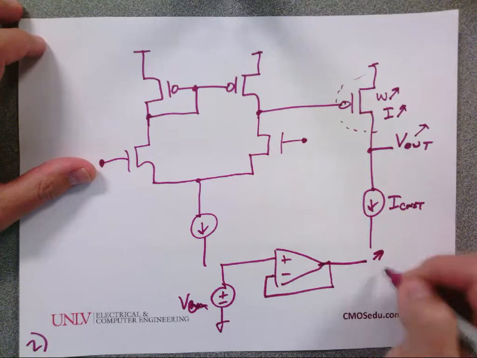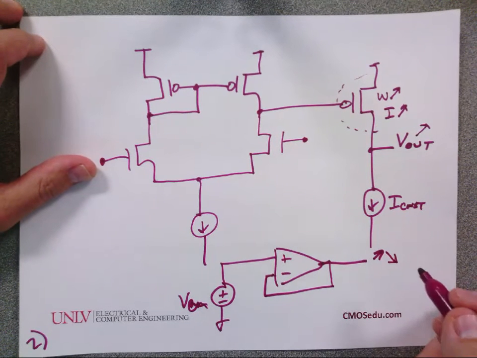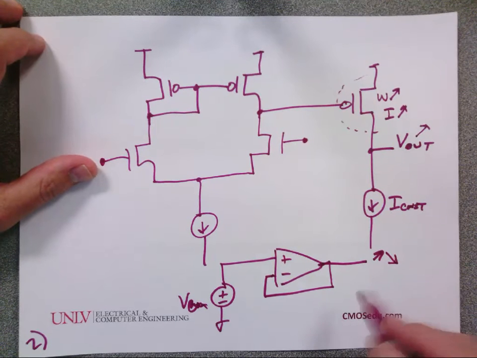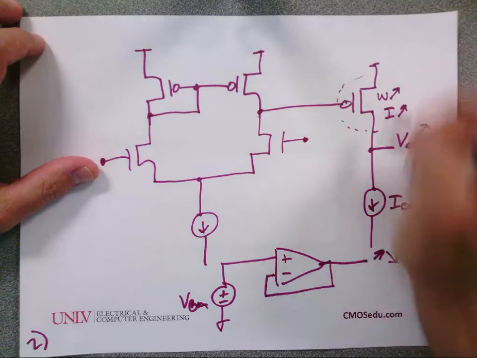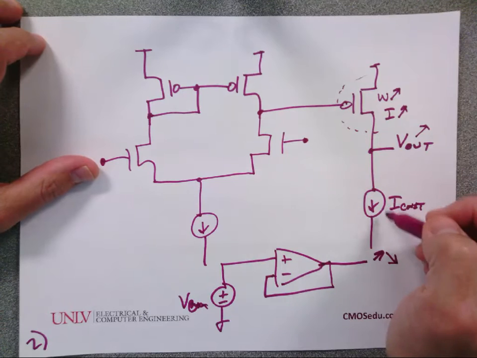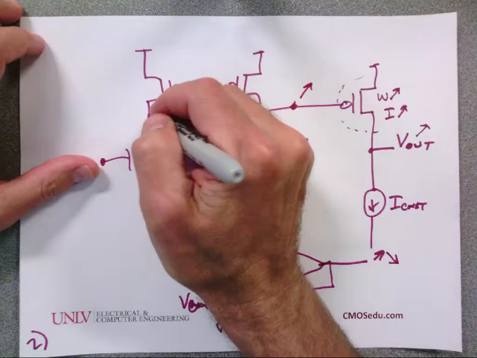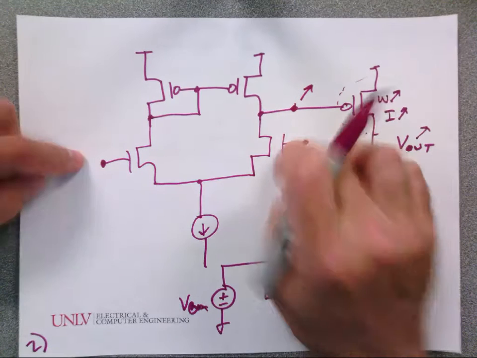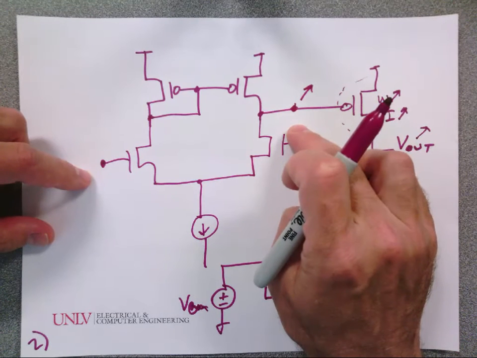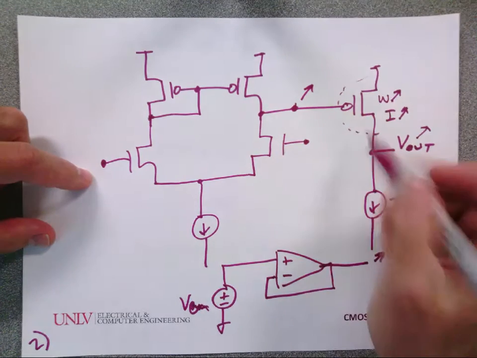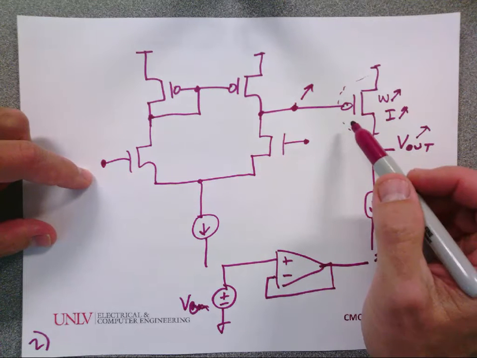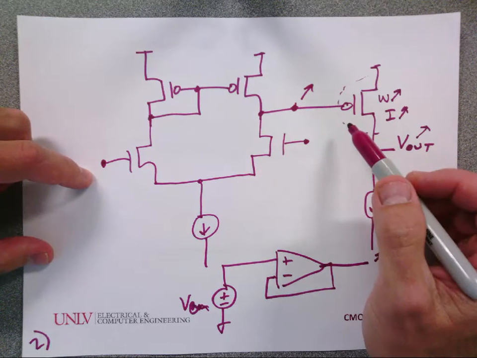Forces the output to go back down. But hey, it's going to go back down until this current is equal to this, which means this voltage will be above this voltage, which means these two terminals will be at different values. So what I'm doing is I'm forcing there to be an offset in the op-amp.